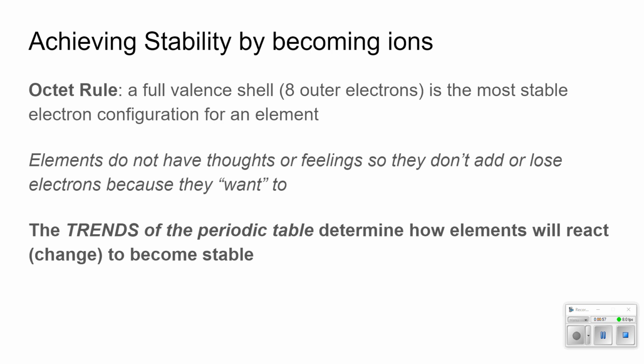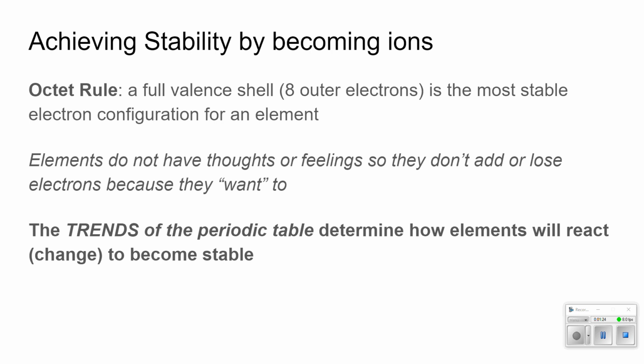What we have to go over today then, and we'll continue this with the lab that you're doing and then into next class period, is what mechanism do they use in order to achieve stability? And that's what we refer to as the trends of the periodic table. Certain things will determine that some elements are good at gaining electrons. Some elements are good at losing electrons to achieve that octet.